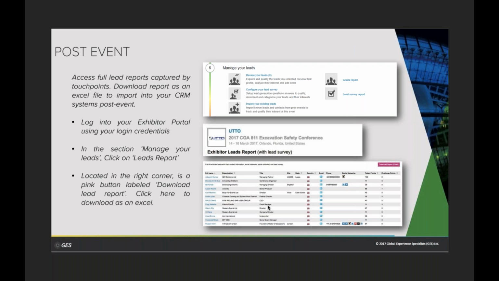And finally, post-event. After the event, you'll be able to access the full lead report with your exhibitor portal. To do so, you just log into your exhibitor portal with the credentials that we mentioned earlier. In the section Manage Your Leads, you click on Leads Report. And then at the top right-hand corner, you'll see a pink button that's labeled Download Report. Once you click, it will download automatically an Excel file.